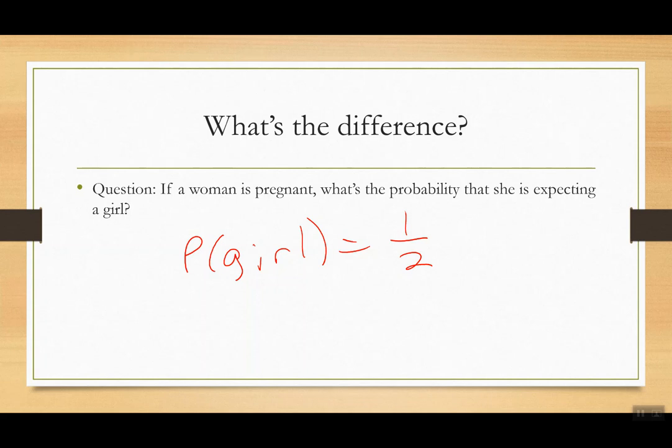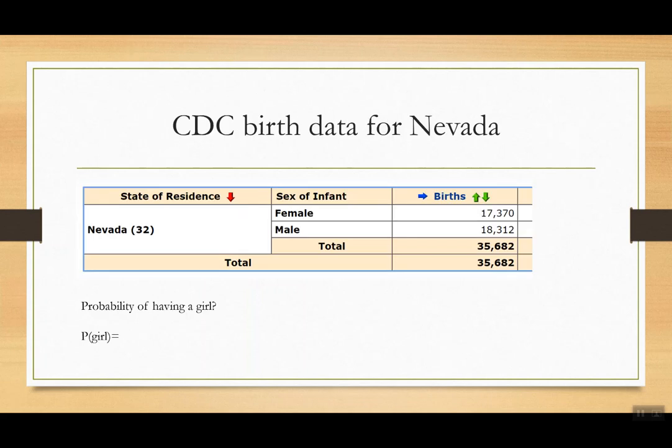Now let's check reality. So here's the CDC birth rate for Nevada for last year, and it shows you that in total there were 35,682 births, and 17,370 of those births were female. So the probability of having a girl would be 17,370 over 35,682.